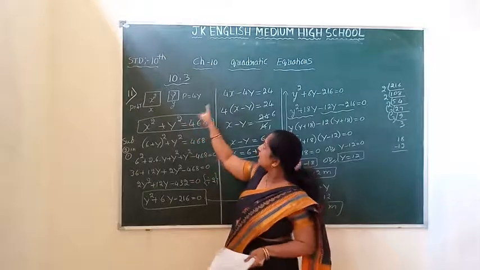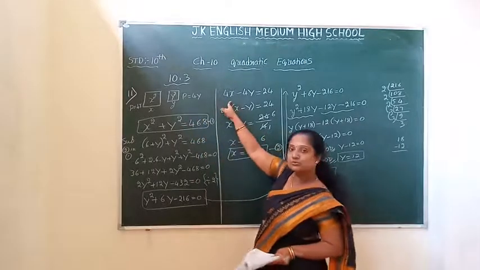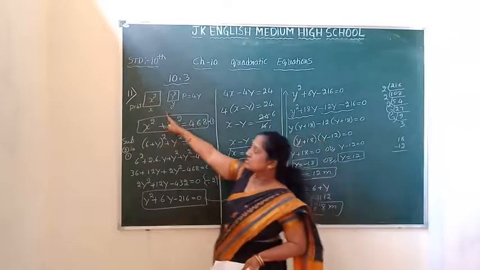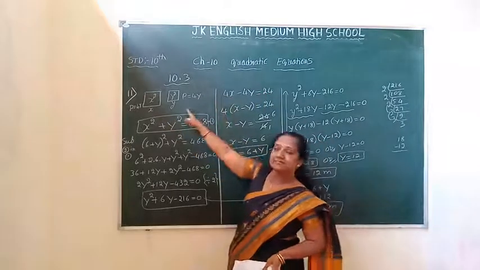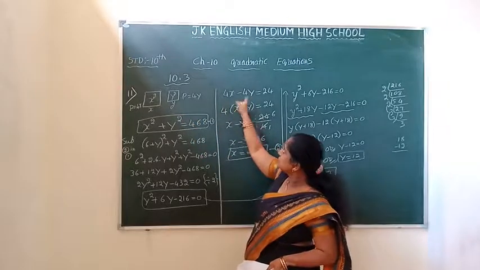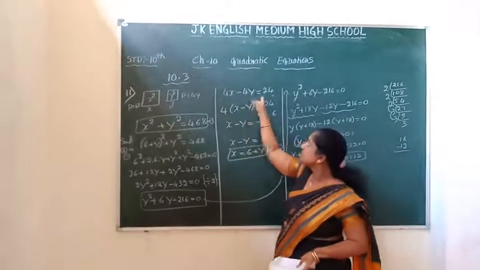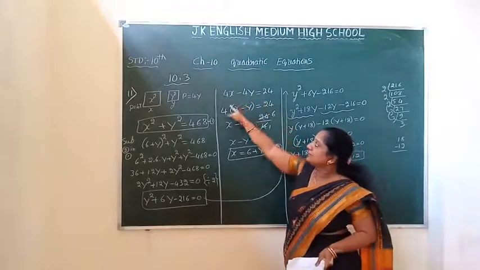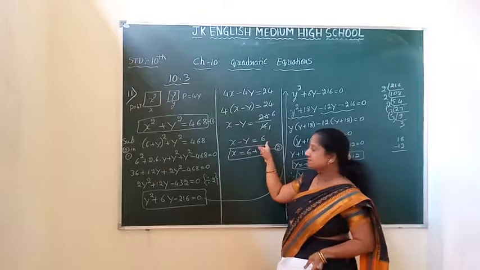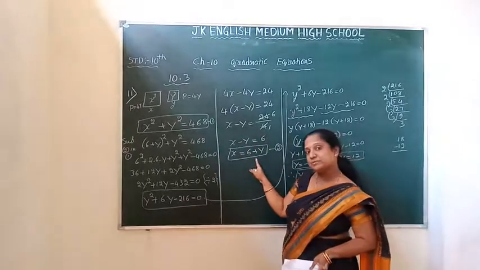Then they give the difference of those two squares' perimeter is equal to 24. So perimeter of this square becomes 4x and this perimeter will become 4y. So the difference of these two perimeters of these two squares is 24 meter children. Take 4 common in these two and divide, we get x minus y is equal to 6 meter, but x is equal to 6 plus y meter.